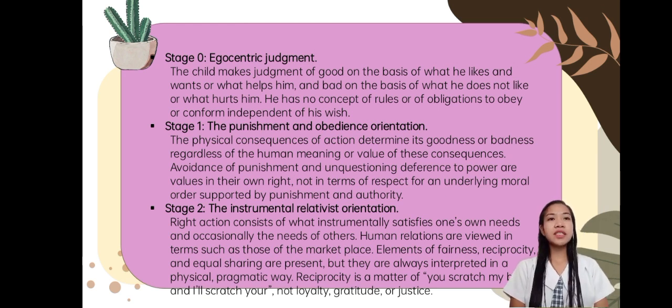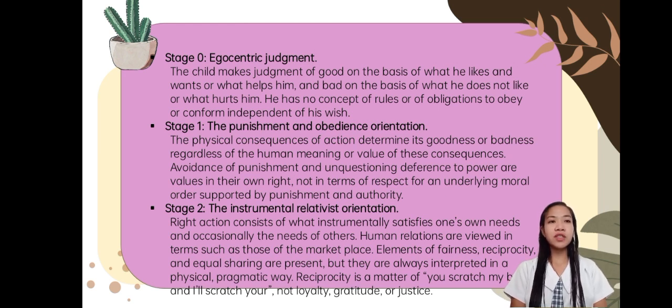Stage 2 is the instrumental relativist orientation. Right action consists of what instrumentally satisfies one's own need and occasionally the needs of others. Human relations are viewed in terms such as those of the marketplace. Elements of fairness, reciprocity, and equal sharing are present, but they are always interpreted in a physical, pragmatic way. Reciprocity is a matter of you scratch my back and I'll scratch yours, not loyalty, gratitude, or justice.